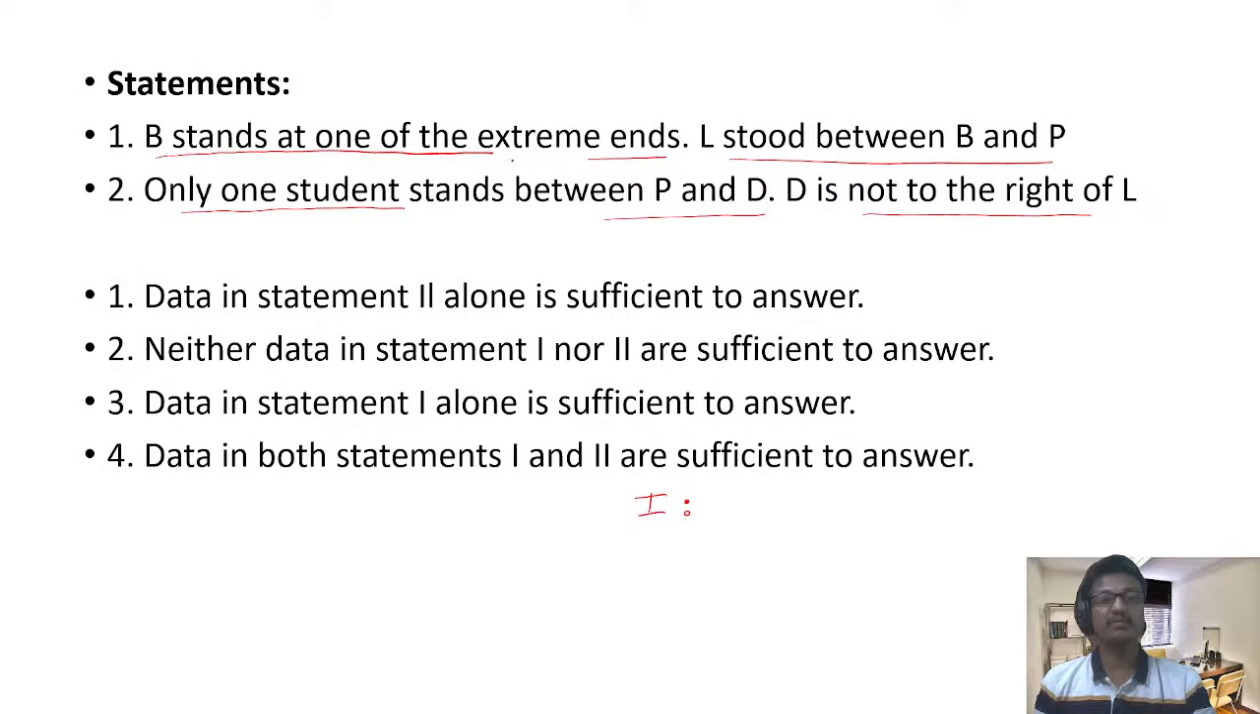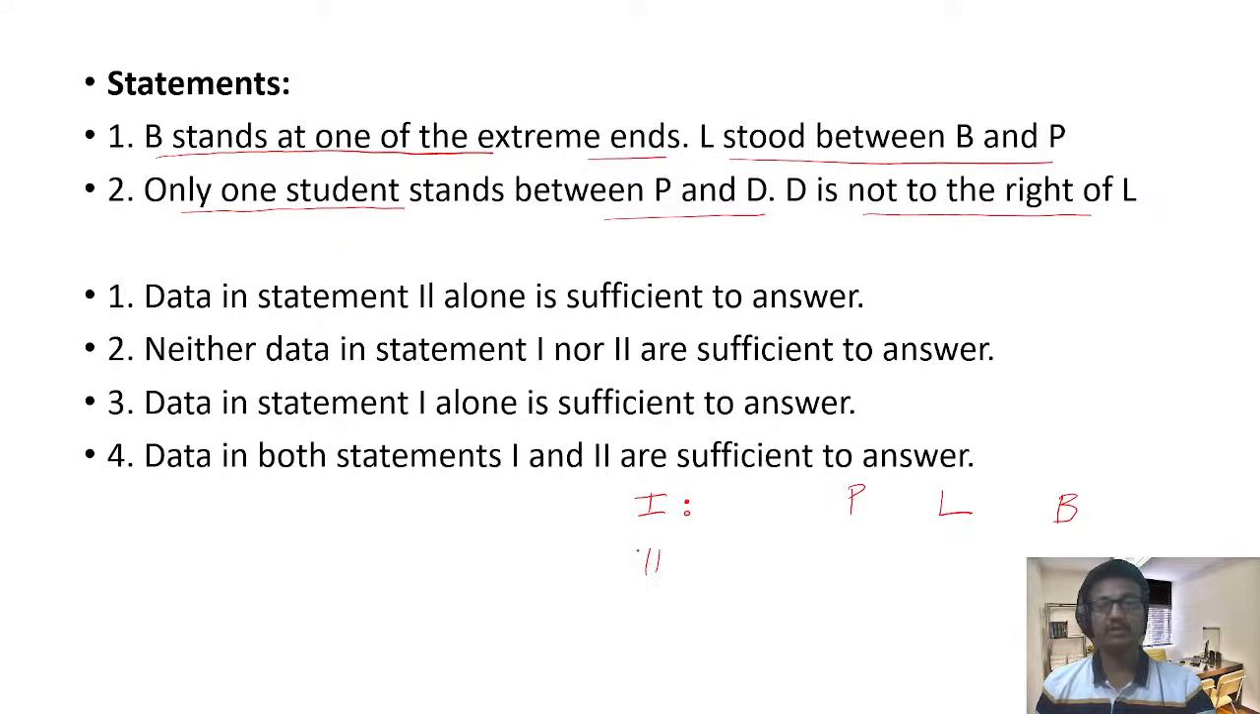B stands at one of the extreme ends. So assume that B is standing at one of the extreme ends here. L stood between B and P. B is already there, that means if you consider P here, L is standing between P and B. Now, can you get who is left of R here? There is no discussion of R in this. That means statement 1 alone cannot give you the answer.